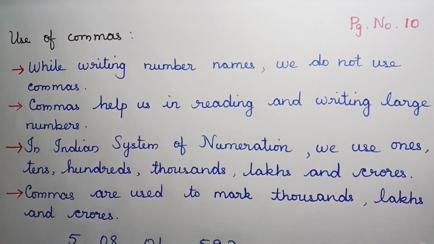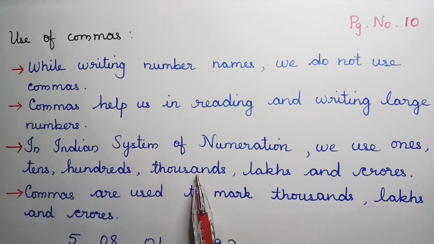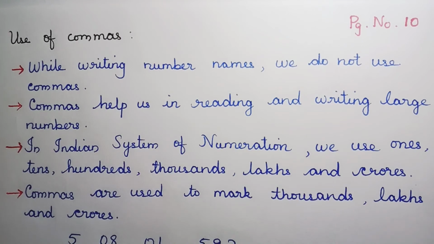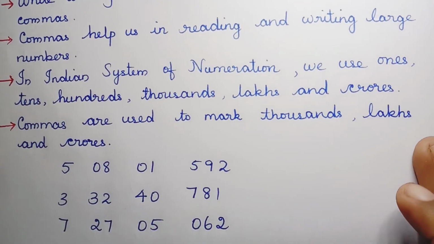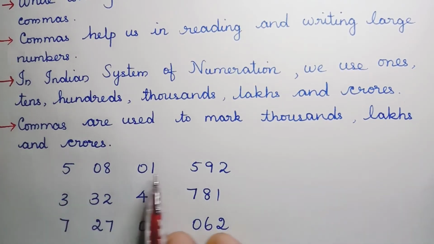In the Indian system of numeration, we use ones, tens, hundreds, thousands, lakhs and crores. Commas are used to mark thousands, lakhs and crores. Okay, just note all these points. These are the points to be noted. You all know the meaning also. So try to mark commas here. How can you read this?